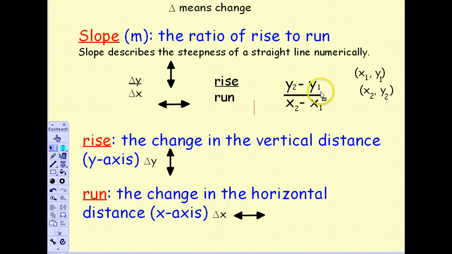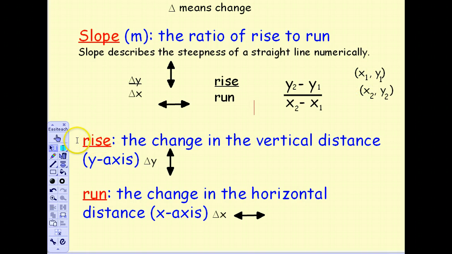The subscripts on these, the 2 and the 1, can be changed around as long as you change them for both the y's and the x's. Okay, the order really doesn't matter on those as long as you do them in the same order for both of them. So if you do y1 minus y2, you better do x1 minus x2. You can't switch those around.